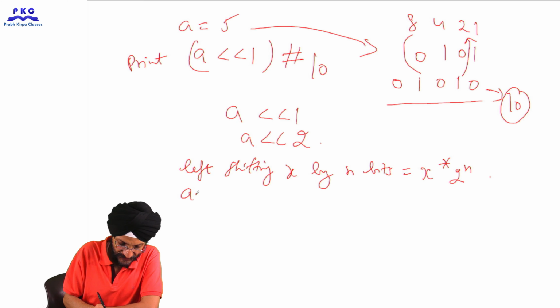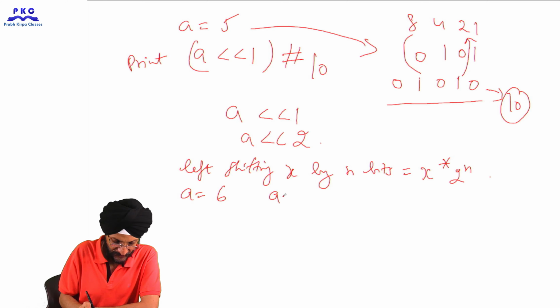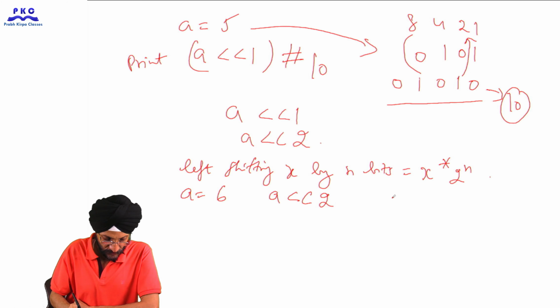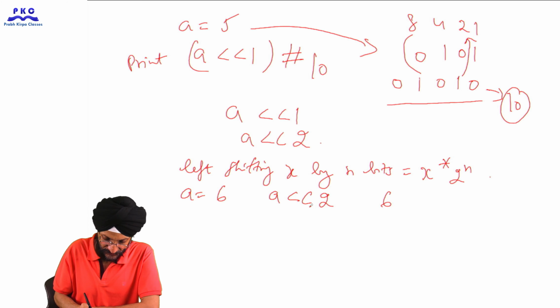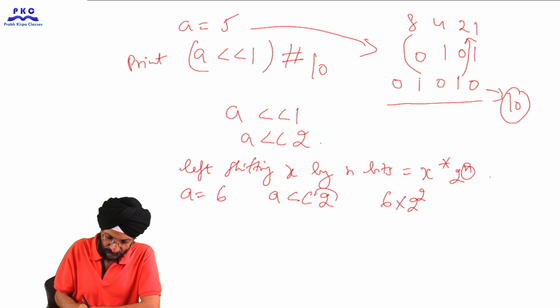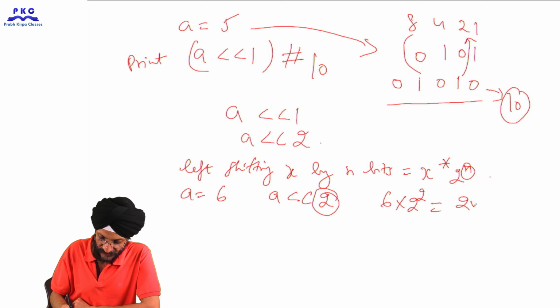Suppose a is 6. If we write a left shift 2, what will be the final output? What is the value of a? It is 6. So for left shift 2, it means that we are to write 2 raised to the power n, where n means this left shift by 2. So it will be 24.